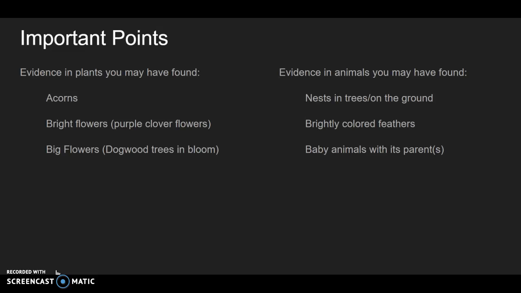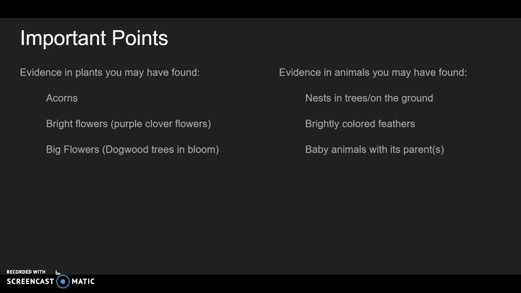Some plants have bright flowers to attract those pollinators. Clovers are a really good thing that you could be seeing right now that are in bloom. And then big flowers, the dogwood trees that have been in bloom. I think a lot of the blossoms have started to fall off, thankfully, only because that means that the brunt of my allergy season is almost over. Woo! And then as for animals, nests in the tree, some on the ground, if you find those.